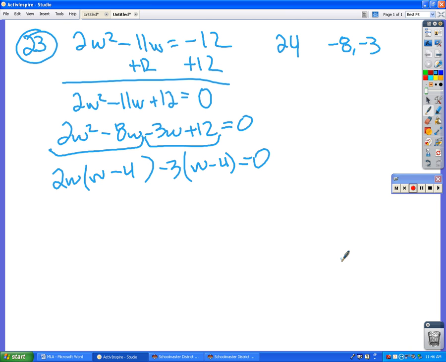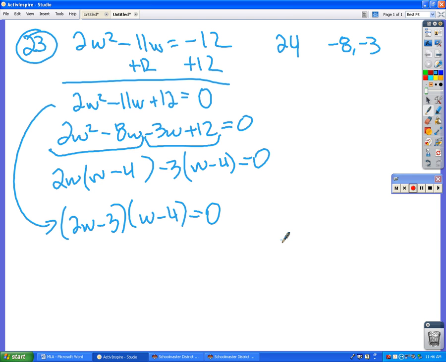It's the same, which means that we did it correctly, which means that this original problem factors into 2w minus 3 times w minus 4. And those two things multiplied together still equal 0. Okay, so that's a lot. Are there any questions on that before we finish the problem?